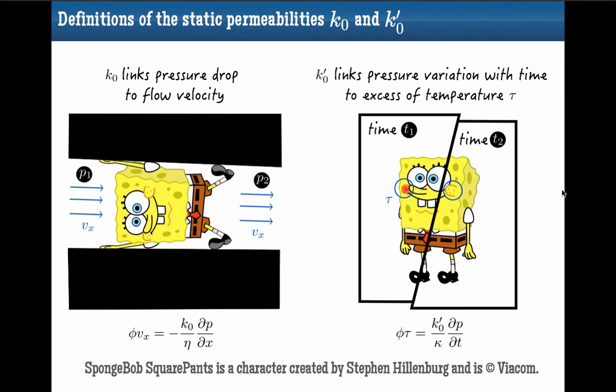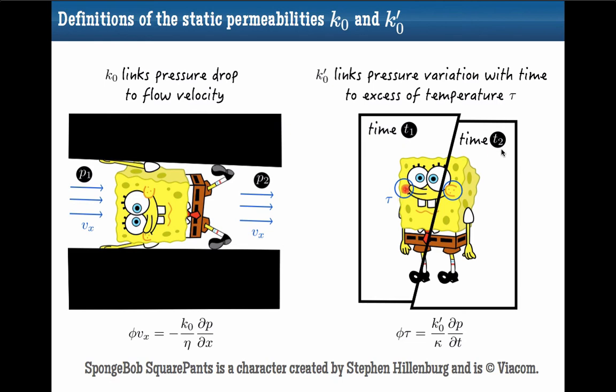K0 links the pressure drop at both ends of a porous sample, which is depicted here by SpongeBob, to the velocity of the flow which goes through this porous sample. I've added at the bottom of this slide the equation which gives the definition of K0. You can refer to a good book or a good article to have the exact definition of all terms in this equation. K prime 0 links the pressure variation with time to the excess of temperature tau in the fluid phase of the porous material. So we can see here that around time t1 there's a given pressure variation with time, and so there's a corresponding excess of temperature tau.